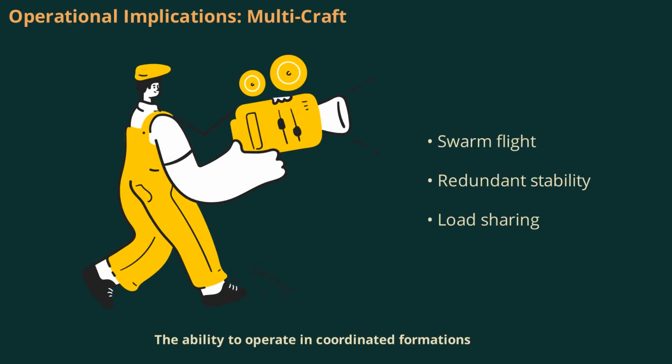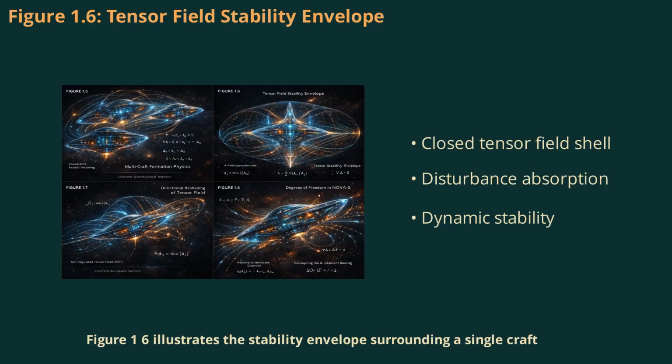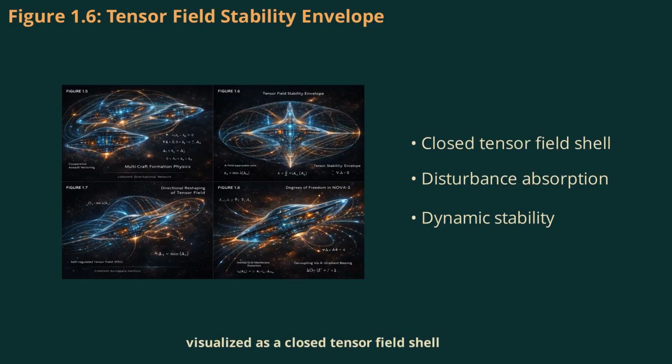The ability to operate in coordinated formations enables advanced capabilities such as swarm flight, redundant stability during high-energy maneuvers, and distributed load sharing. The system's architecture allows for formation-level thrust amplification, making NOVA-Σ ideal for complex missions requiring multiple craft to work together seamlessly.